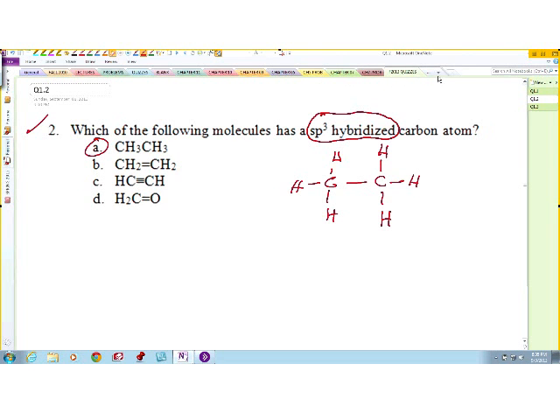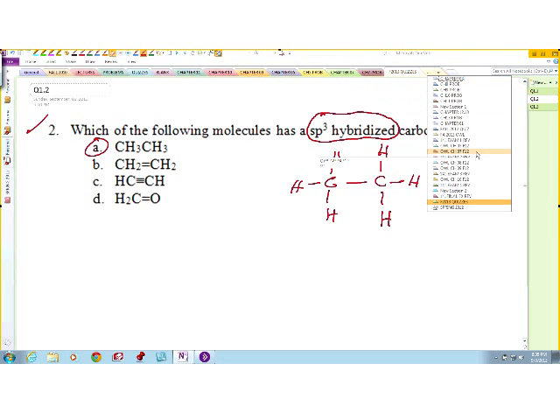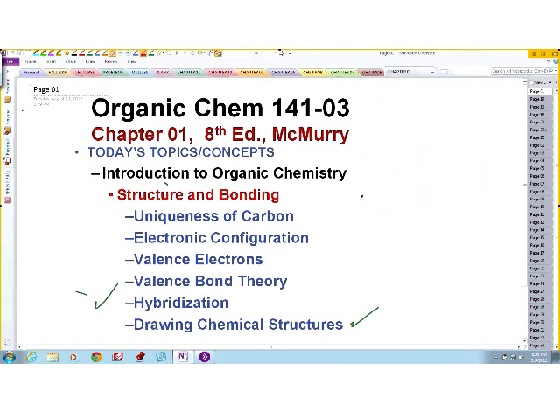Now let's start with today's lecture. Okay, last week we started with chapter 1. For the most part, we discussed most everything in chapter 1 except for hybridization.